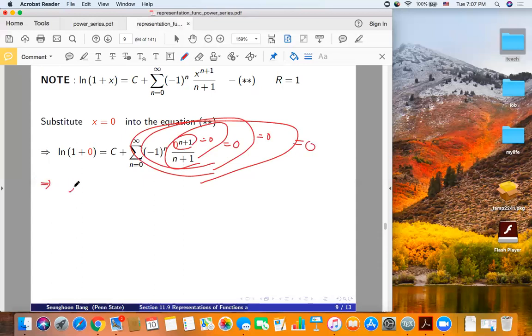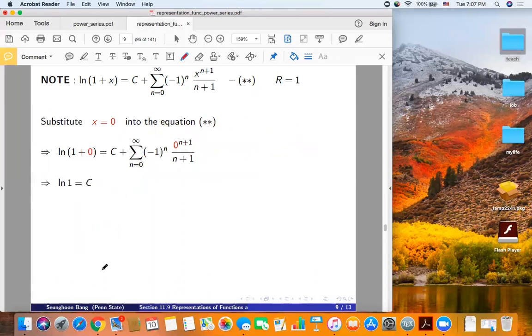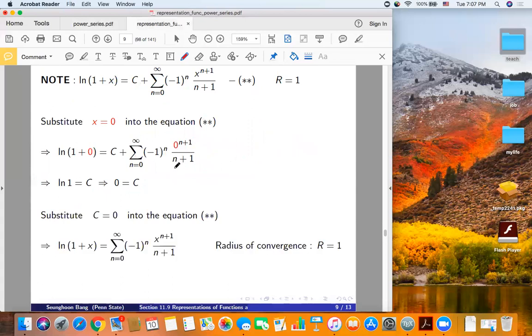So what happens? This is the same as ln(1) equals c plus 0. What is ln(1)? What's ln(1)? Yep, this is 0. So we have 0 equal to c. You plug 0 equal to c into the second equation here. So we have ln(1 plus x) is the summation, n equal to 0 to infinity, of minus 1 to the n, x to the n plus 1 over n plus 1. So another way is you can change the initial index from 0 to 1 and reduce the power by 1: minus 1 to the n minus 1, x to the n over n. This is the idea. It's good. This is the whole idea.